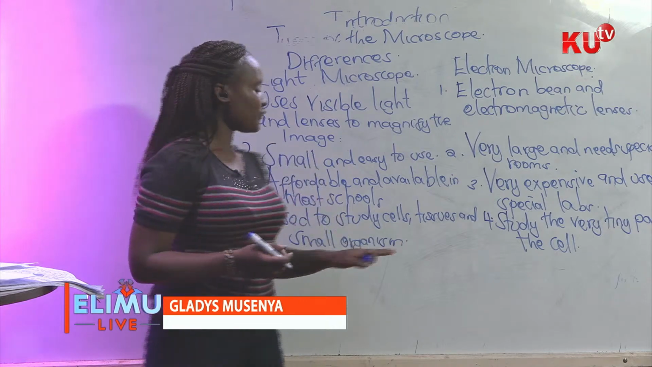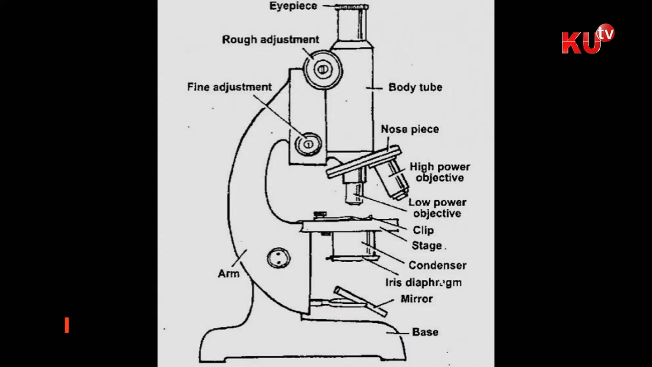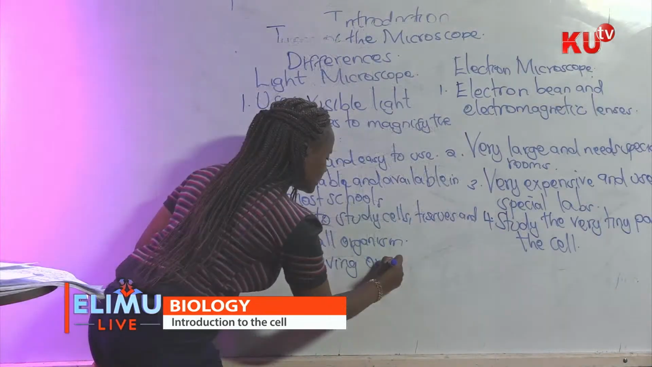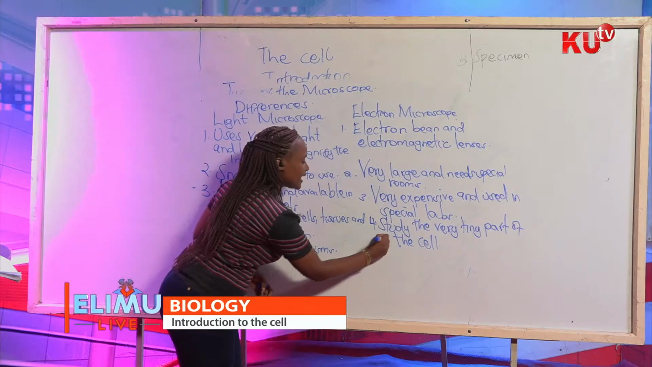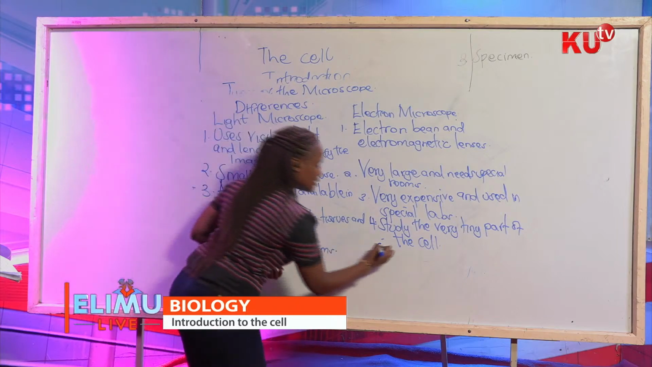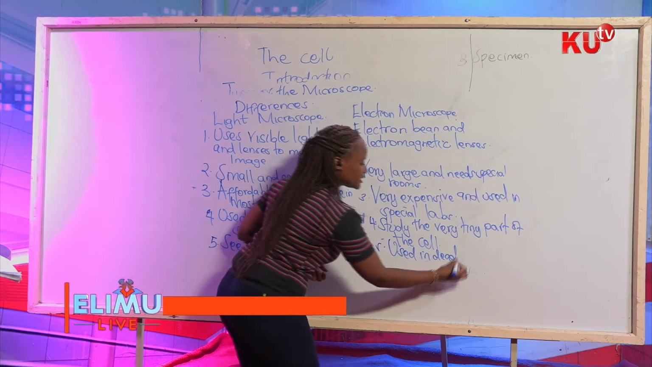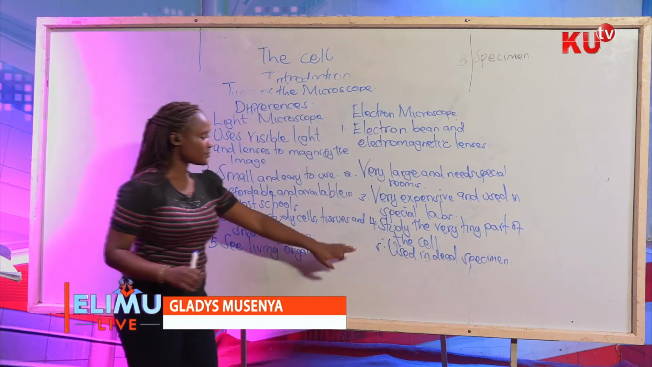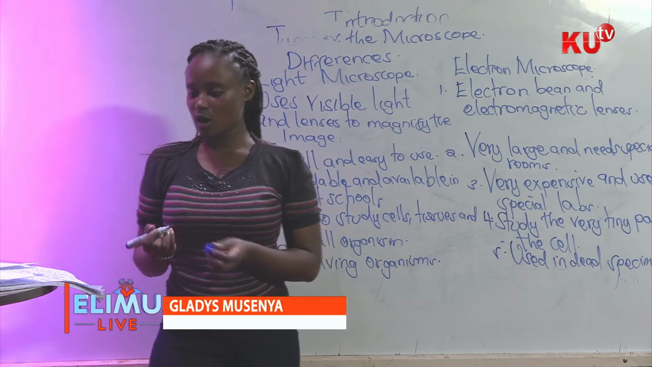And now, the light microscope is used to see living organisms. But the electron microscope is only used for dead specimens. So in the electron microscope the specimens are dead, while in the light microscope they are living organisms.